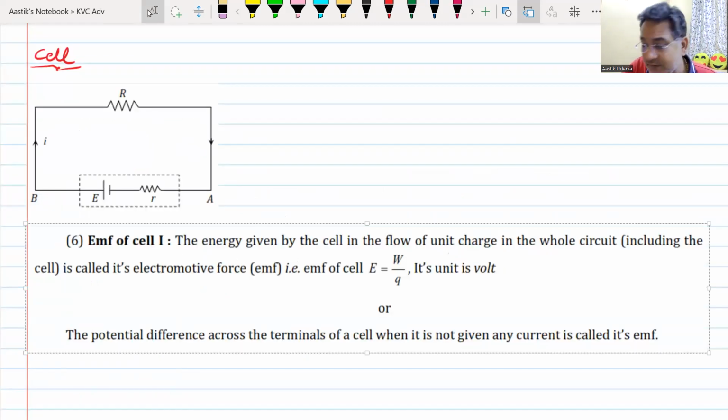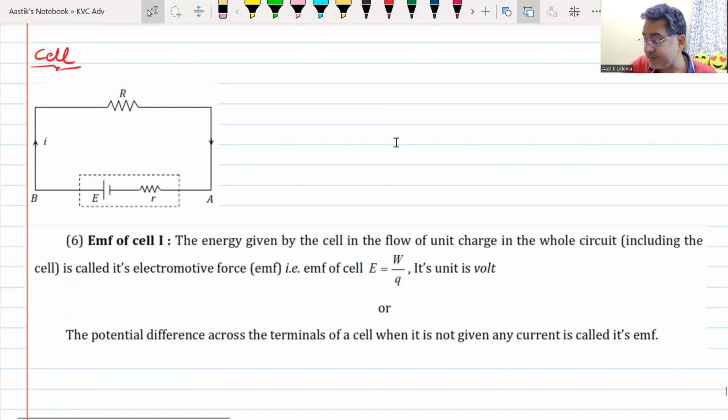For the current to flow in a circuit, you need a potential difference, and that potential difference is provided by the battery or the cell. There are two types of battery or cell: one is known as ideal battery, one is known as real battery. The EMF of the battery or the cell is the work done in moving a positive charge from the negative to the positive terminal. Do we understand this?